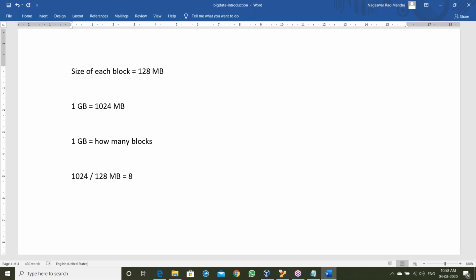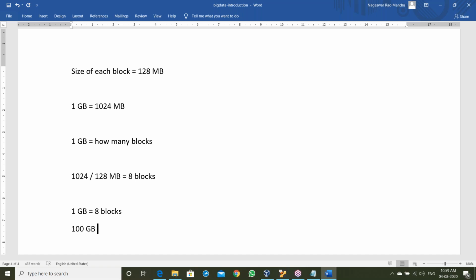Just try that: 800 plus 160 is 960, plus 64 is 1024. That's it. So this is nothing but 8 blocks. So here 1 GB is equal to 8 blocks.